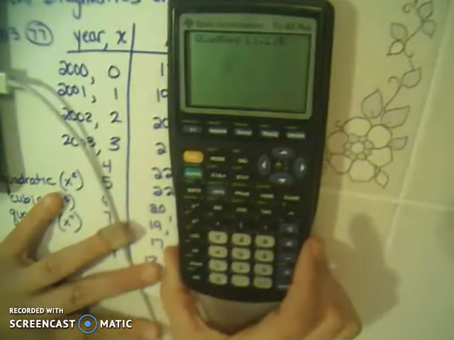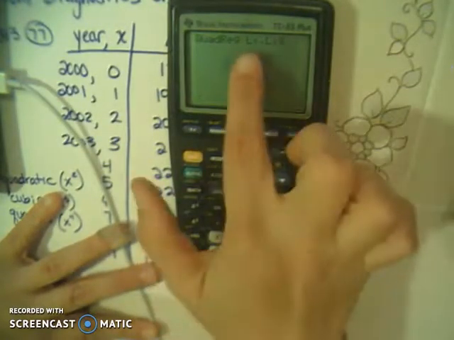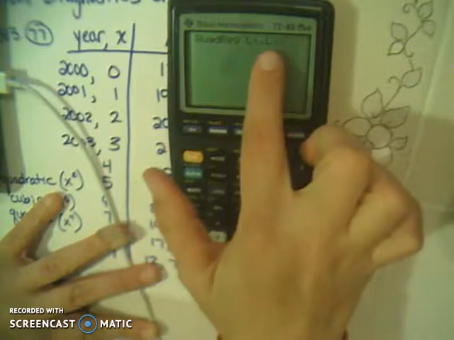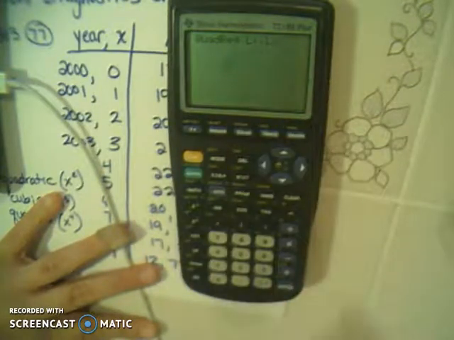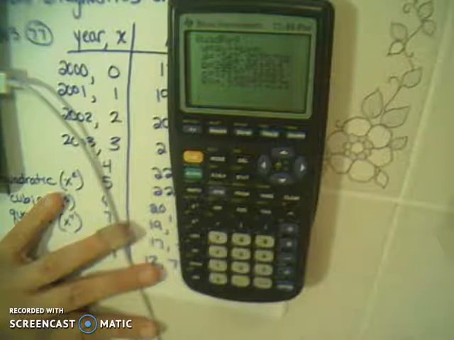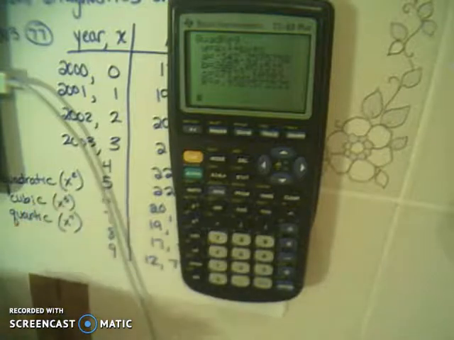So now it says QuadReg L1, comma, L2. So it's using L1 for my x coordinates, L2 for my y coordinates. And I'm just going to hit enter. Again, if you've got a newer calculator, it's going to be a little bit different.